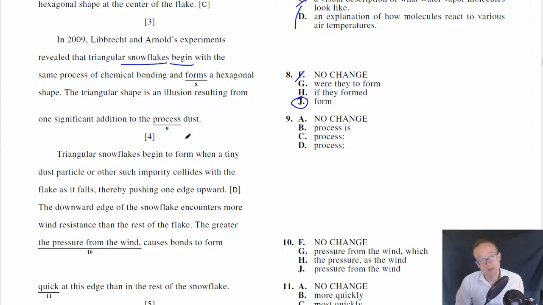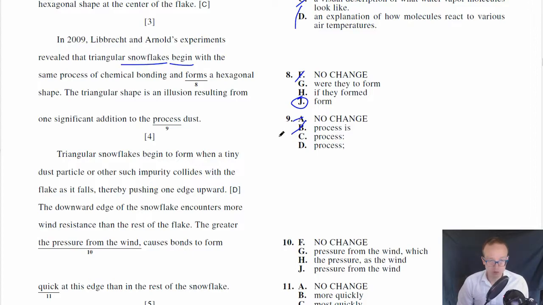So here, this sounds like a run-on sentence because it is, right? The triangular shape is an illusion resulting from one significant addition to the process. That sounds like the sentence should be done there. But then we just throw in dust right at the end here. So no change is not going to work. We need something separating this dust. And then the process would work if we had one significant addition to the process as dust. But because it's downstream of this "from," that's not going to work. From one significant addition to the process cannot work as a subject, basically.